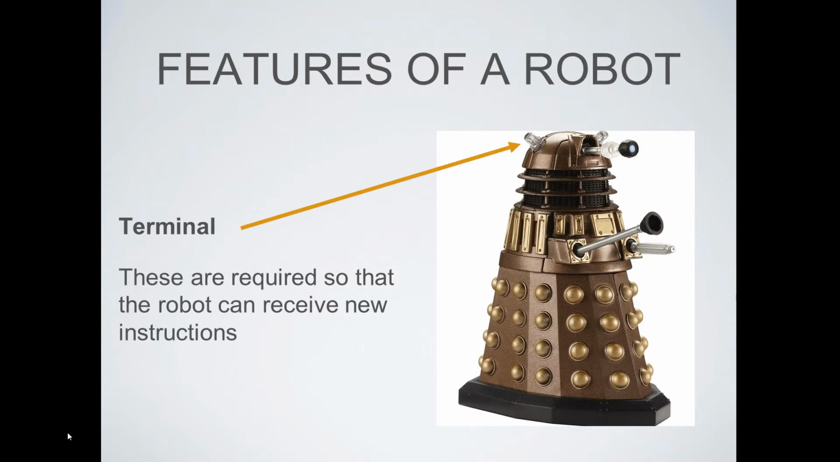So first of all, we have something called a terminal. This little thing up here is called a terminal. And these are required on the robot so that the robot can receive instructions. So just like we have ears, and our parents or our teachers tell us what to do and give us instructions, and we hear those instructions with our ears, well, the robot has something called a terminal so it can receive new instructions.